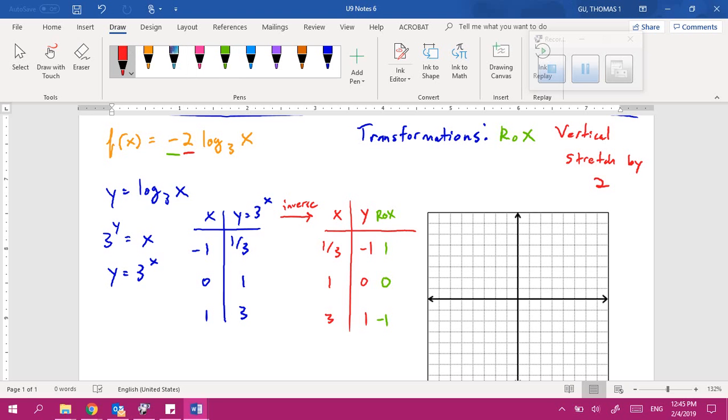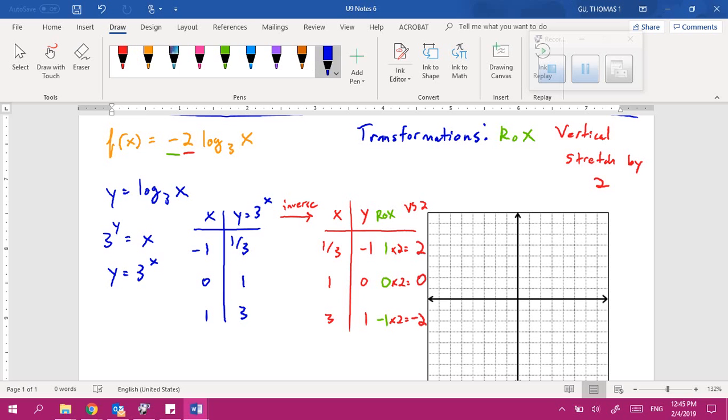The last transformation you have is vertical stretch by 2. What does that do to the table? Which one? The y's, right. Why do you say that? Because vertical, that's right. Vertical stretch by 2. So you multiply all the y's by 2, and what does that make my final y's? 2? 0? Negative 2, right.